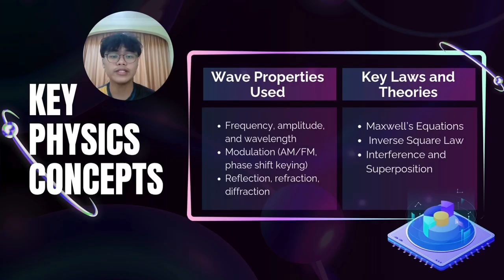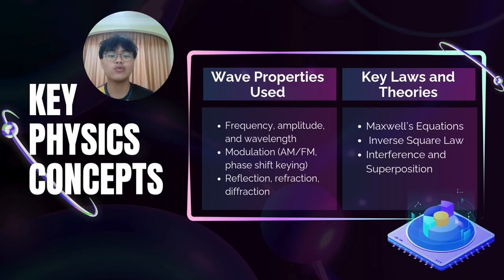Now, in this session, I'll be sharing with you the key physics concepts that help us understand how mobile signals actually work. So let's start with wave properties. The first one, we have three main factors, which are frequency, amplitude, and wavelength. Frequency tells us how fast the wave oscillates; higher frequencies can carry more data, but they travel shorter distances. Next, amplitude relates to the strength of the signal. The higher the amplitude, the stronger the signal, and wavelength affects how well the wave can pass through a building or bend around an obstacle.